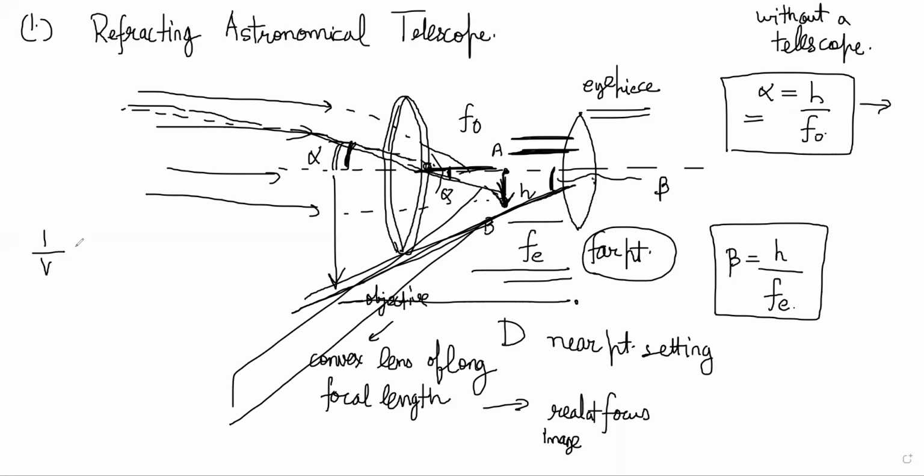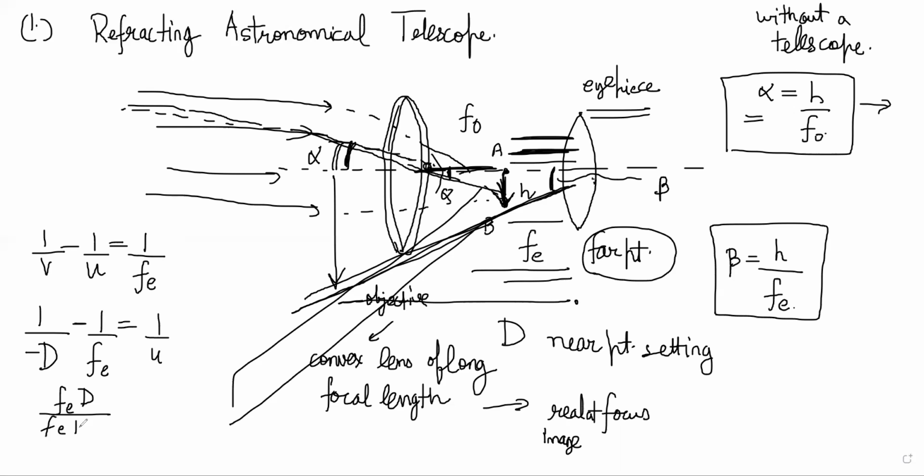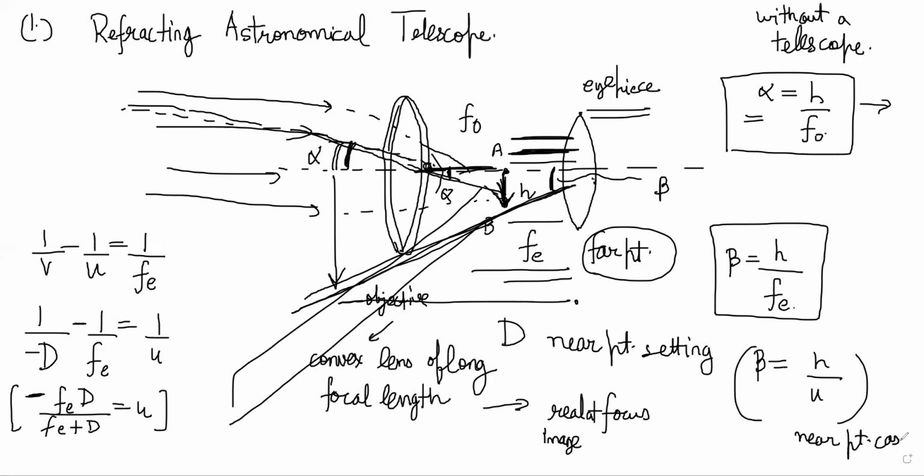You say 1 by V minus 1 by U is equal to 1 by Fe, and you will say, I need to find out this U. So V is minus D, so 1 by minus D minus 1 by Fe is equal to 1 by U, and Fe D by Fe plus D comes as U, right? That becomes your U, and now beta in that case would be H by U, right? In the near point case.